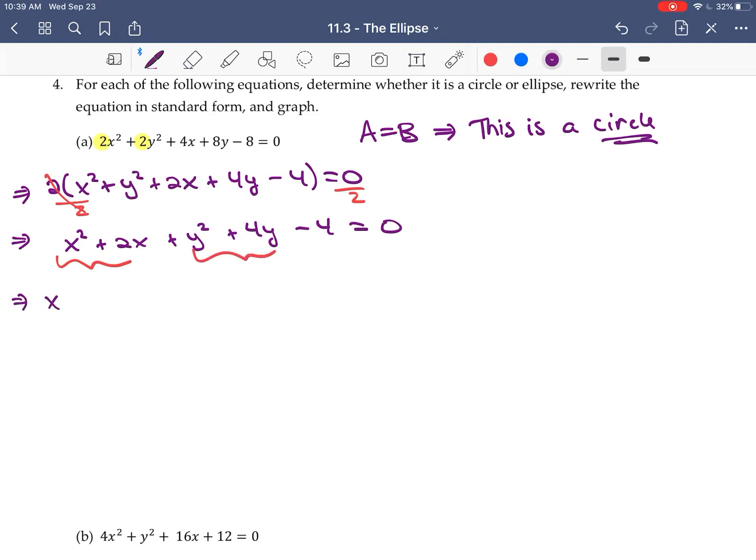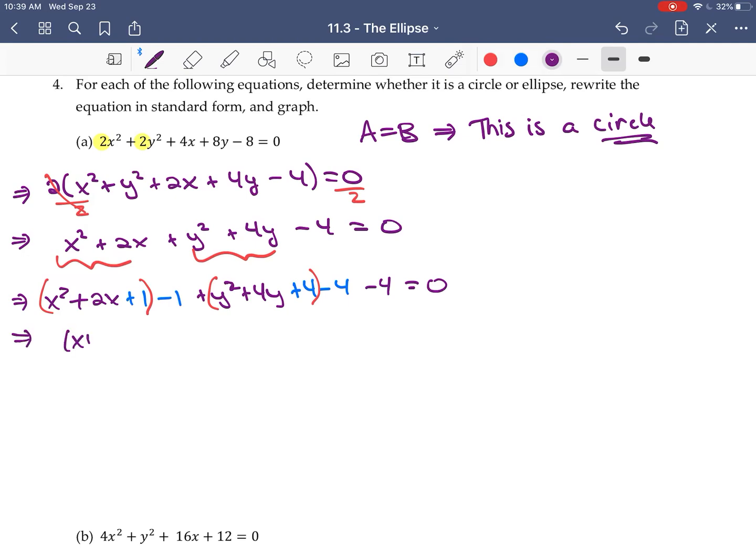So I'm going to add... half of 2 is 1, so I'm going to add 1 and subtract 1, that's the square of 1. Now over here, half of 4 is 2, so I want to add 2 squared and subtract 2 squared, and then I have this other minus 4 as well.